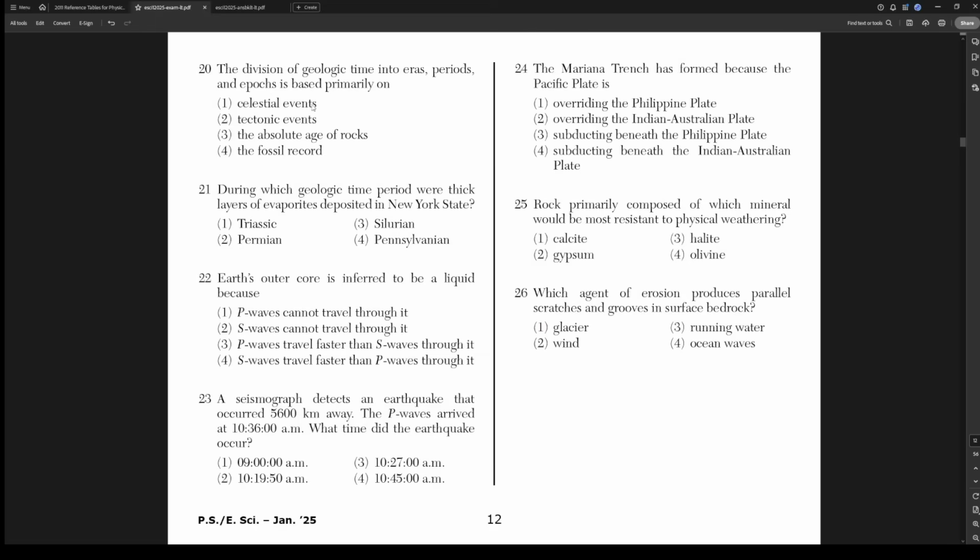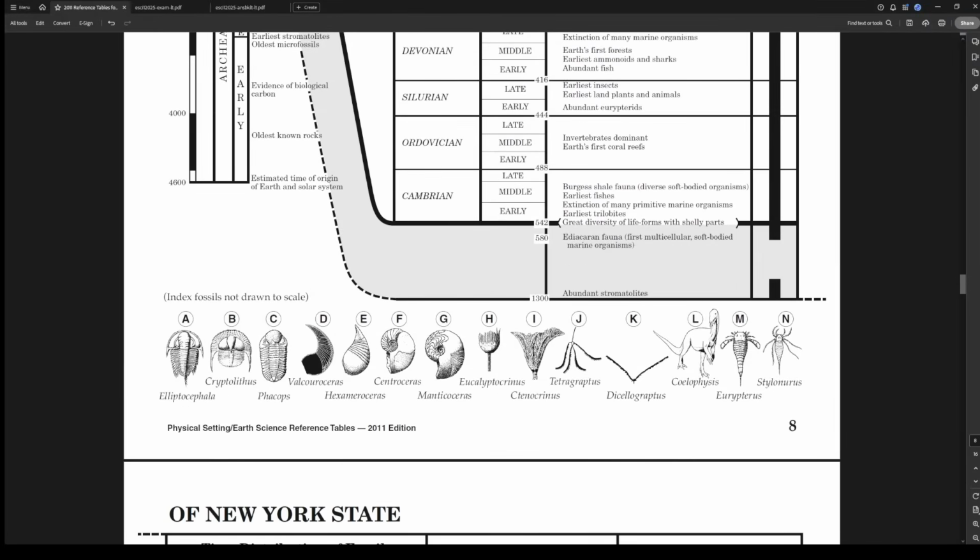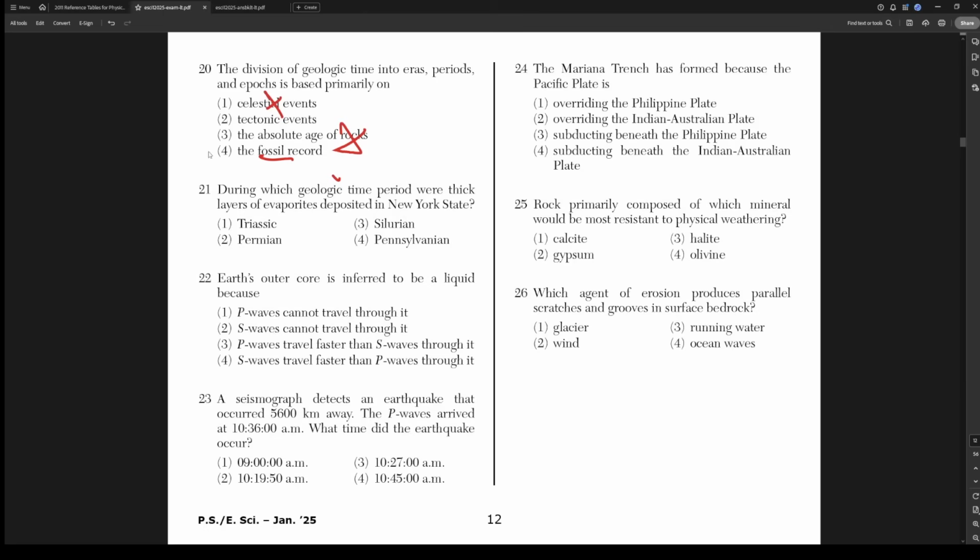Number 20. Wow, geologic time. Okay. What do they base dividing geologic time on? Celestial events? That's like stars and stuff, so that's not right. Tectonic events? Sometimes. The absolute age of the rocks? No. Yeah, so it's going to be based on the fossils. That's what they mostly get their data from. If you go to the geologic time scale and you go to the bottom, you can see all the fossils. See them all? So that one is 4.